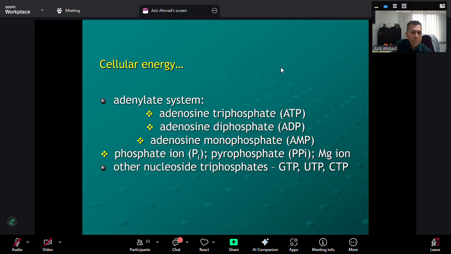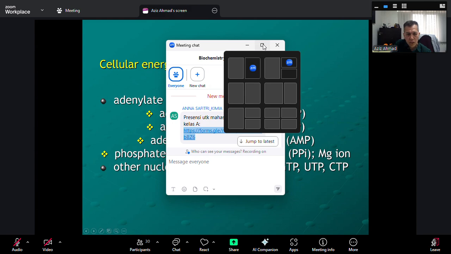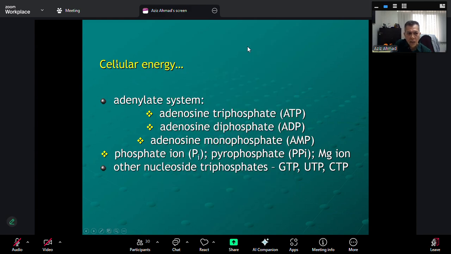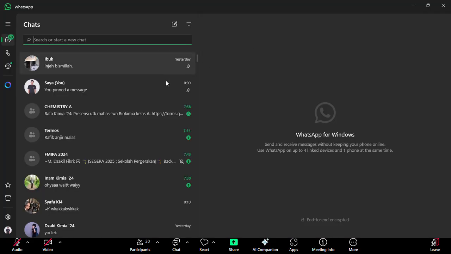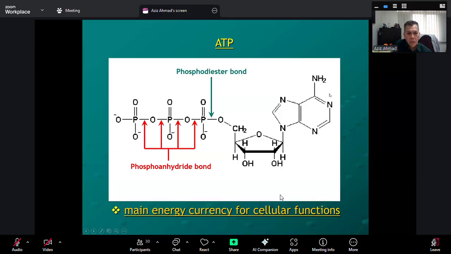I do not know whether you have learned all these things, but the difference is the base that links to the phosphate. So the phosphate is the cellular energy form. These are the ATP. The base is adenine, this is the sugar, and then these are the phosphates. They are linked by phosphodiester bonds.